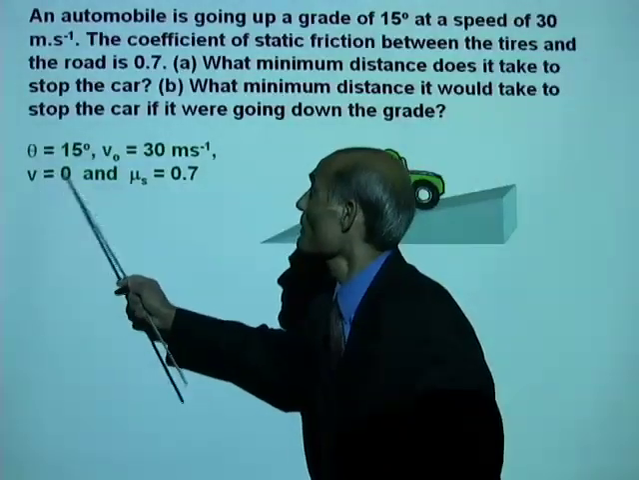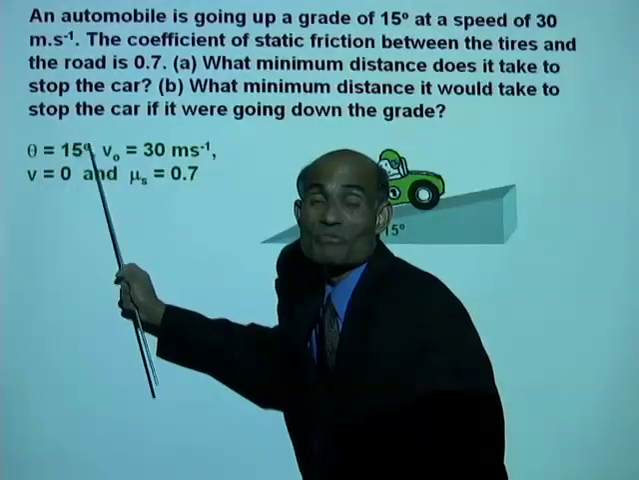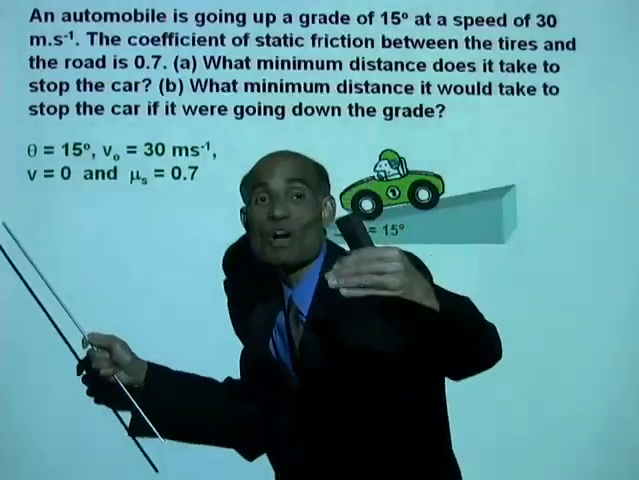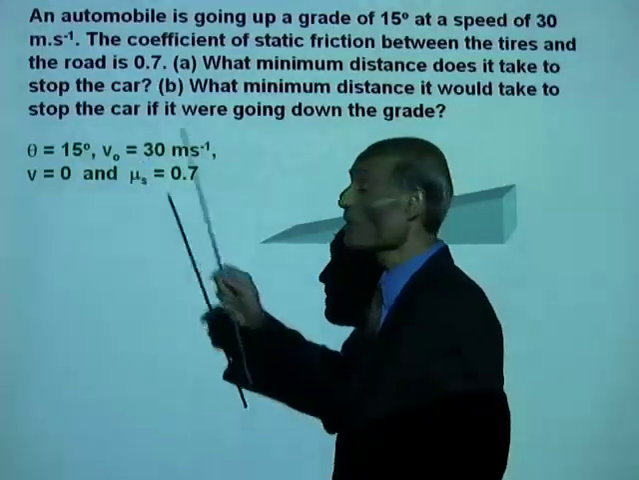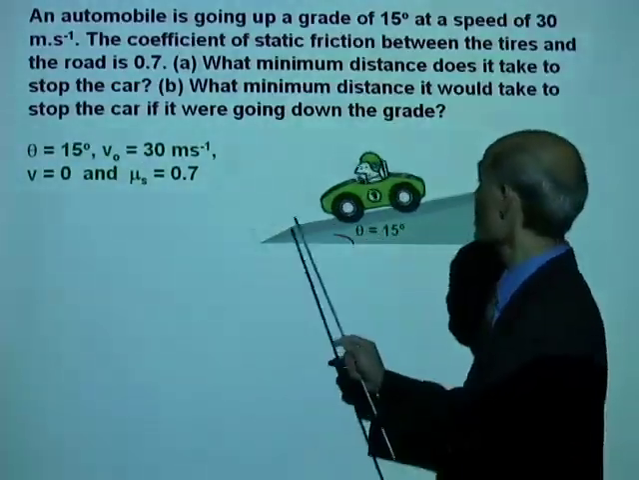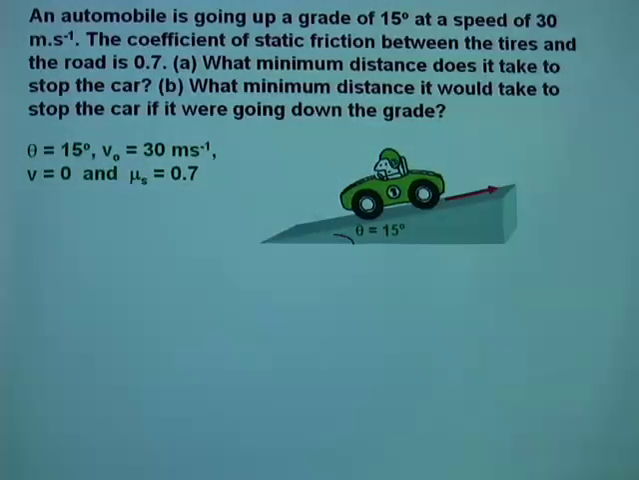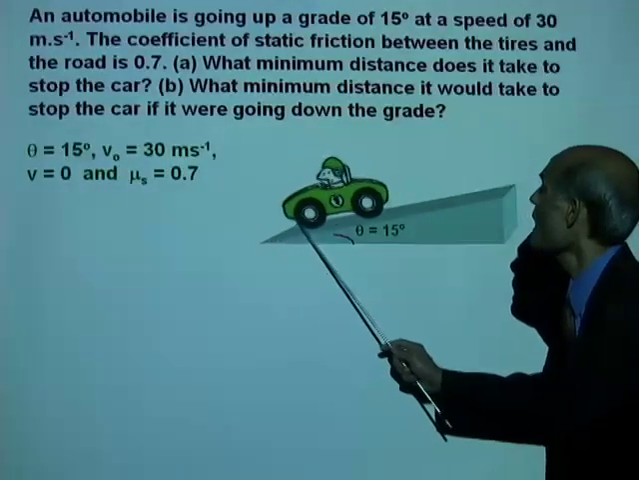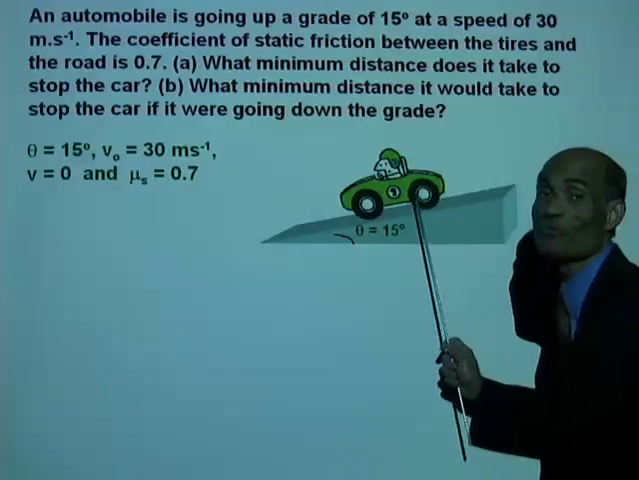Now, we need to bring the velocity to 0. With an initial velocity of 30 meters per second, we need to bring the final velocity to 0. And you know mu s equal to 0.7. Those are the data that we know. So the car is going up the plane. Is that right? The car is going up the plane. You need to know how far will it go. What is the distance it will go up the plane before it stops.